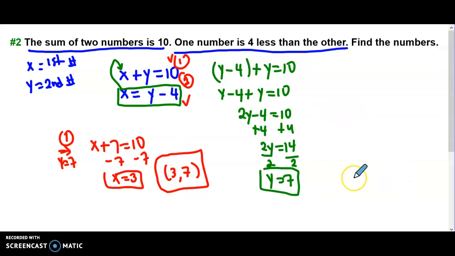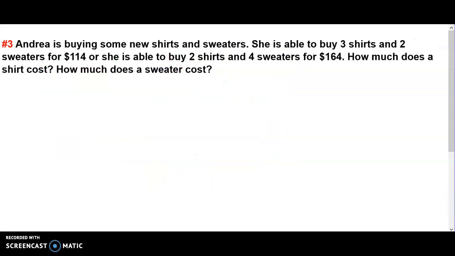That is number 2. Just one more here. All right, so let's see here. We have Andrea, who is buying some new shirts and sweaters. She's able to buy 3 shirts and 2 sweaters for $114. Or she's able to buy 2 shirts and 4 sweaters for $164. How much does a shirt cost? How much does a sweater cost?